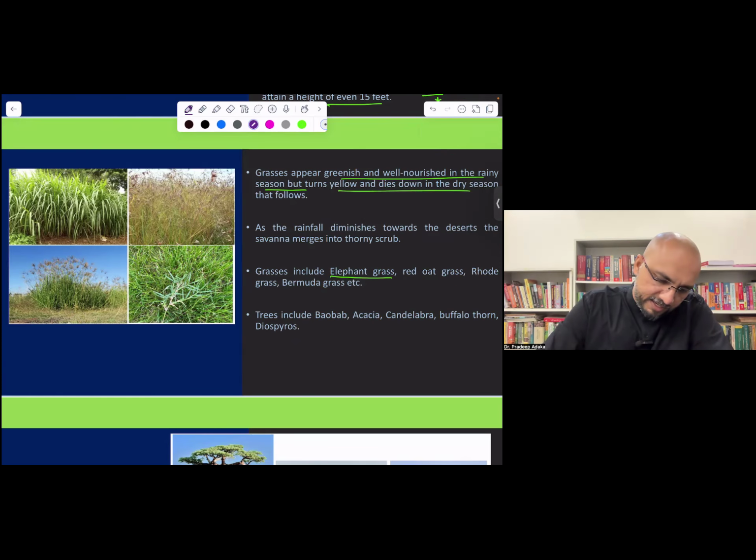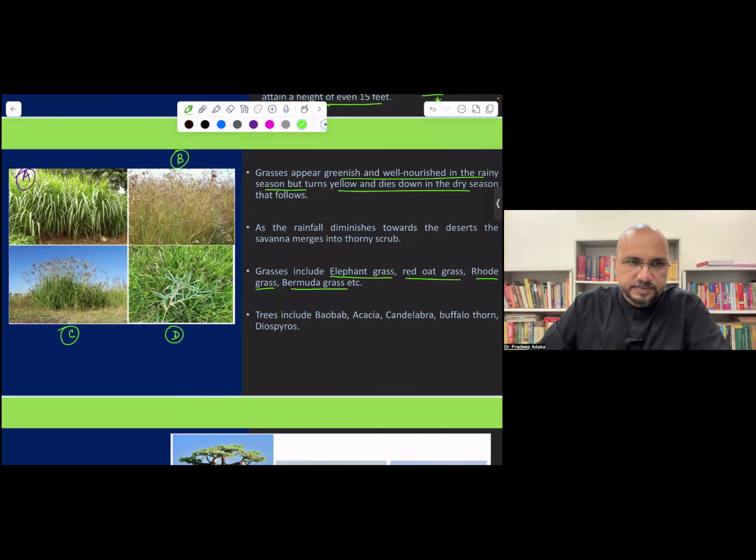So this is your elephant grass A. Okay, it can grow very tall. Then you have red oat grass. This is B, red oat grass. Then you have rhodes grass C, and you have Bermuda grass, that is D. These are the common dominant grass species that you see. Okay, elephant grass, red oat grass, rhodes grass, and Bermuda grass, common grasses that you see in the savanna.